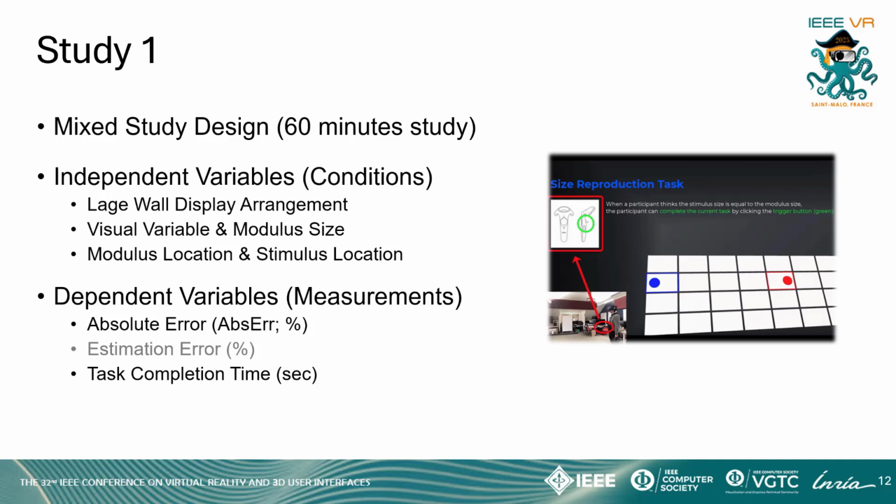There are 3 dependent variables to measure effectiveness of independent variables on human perception ability. They are absolute error, estimation error, and task completion time. Absolute error is the percentage difference between the perceived and target size, and estimation error evaluates the directional tendency of the perception error. This presentation focuses on reporting absolute error and task completion time. For more details about estimation error results, please refer to our paper.